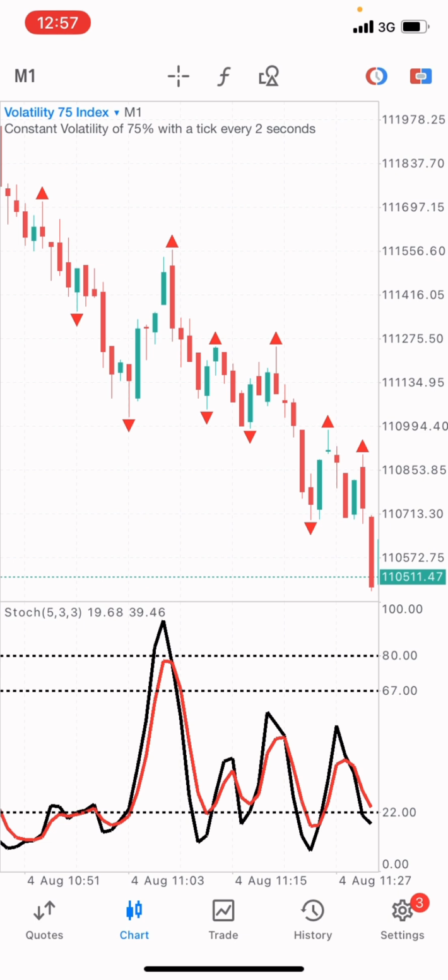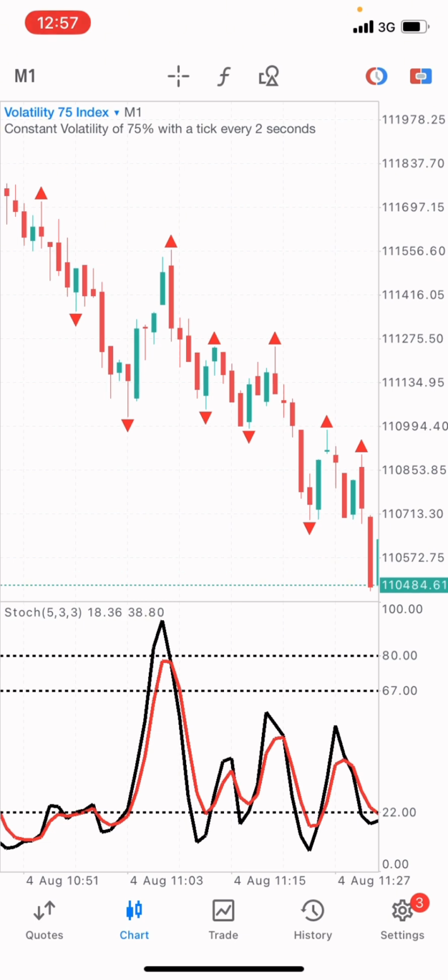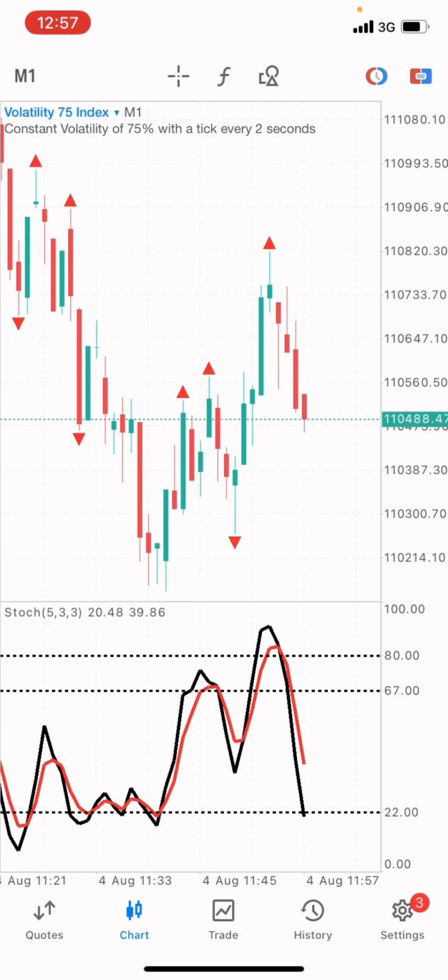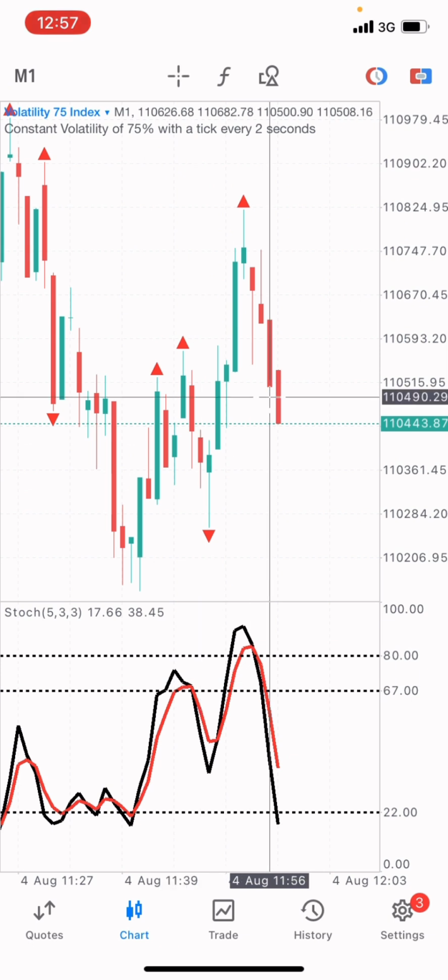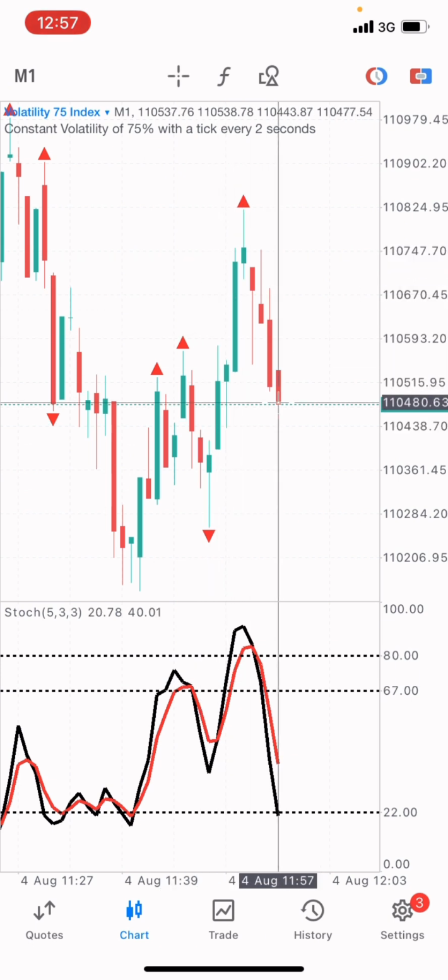First of all, I'm going to explain how you can get a buy entry and a sell entry position. We know that the Volatility 75 market is just moving upwards and downwards, going bullish and bearish, following those patterns. Now take a look at this, guys. At this point, we saw that the market is selling, on the 1 minute time frame.